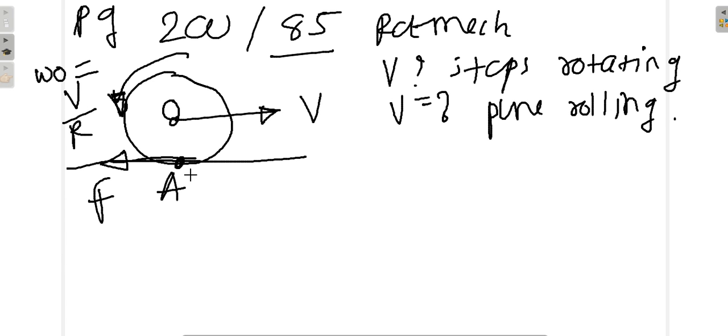F, as it acts along A, doesn't have a moment arm, so there is no external torque acting at point A. So let us see what the angular momentum is in the beginning. The angular momentum in the beginning is again due to two sets: number 1, rotational motion, and number 2, translational motion. So the angular momentum due to translational motion, as we see, is mvr, and the angular momentum due to rotational motion is I omega naught.